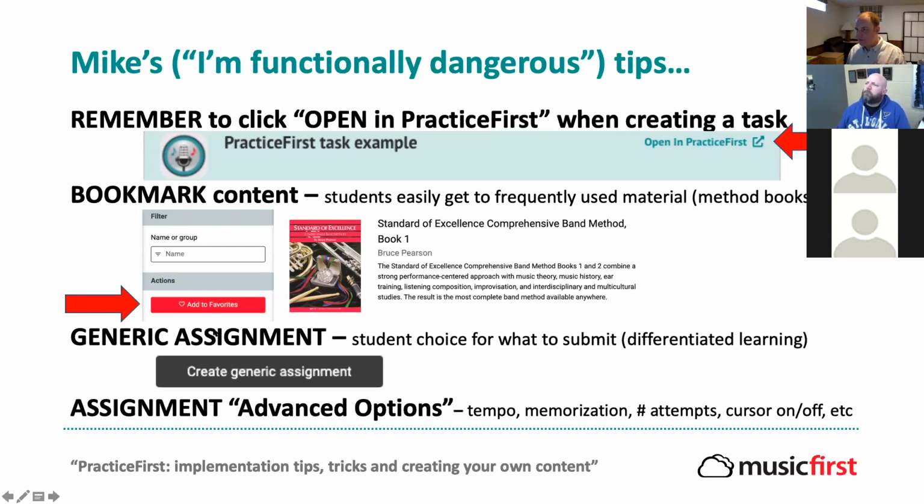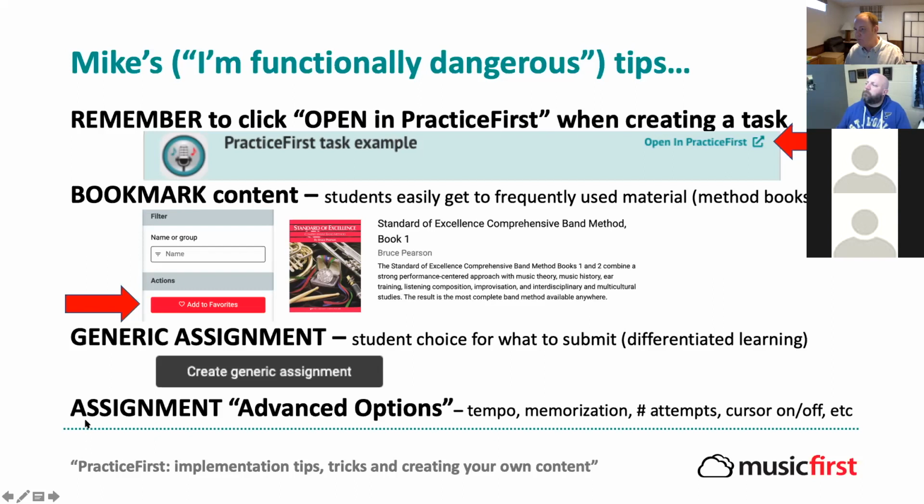Two last things in terms of my functionally dangerous tips. One is the ability to do that generic assignment. So instead of finding a very specific piece of content saying everybody is going to play Merrily We Roll Along, you can do a generic assignment where you're giving the students a choice of what to submit. You're asking them to submit back maybe the last line of the page of the method book that they're working on that week, so that you're able to differentiate the instruction without having to create multiple tasks. So using that create generic assignment is a great, powerful tool, and one that was asked for, and really streamlines the implementations for you guys as well.